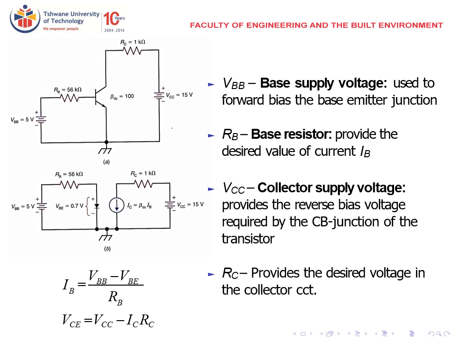VPP is the base supply voltage. It is used to forward bias the base emitter junction. Then RB, the base resistor, provides the desired value of current IB. VCC is the collector supply voltage. It provides the reverse biasing voltage required for the collector base junction of the transistor.